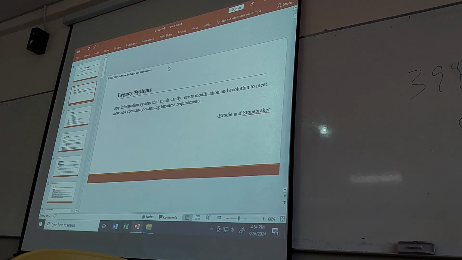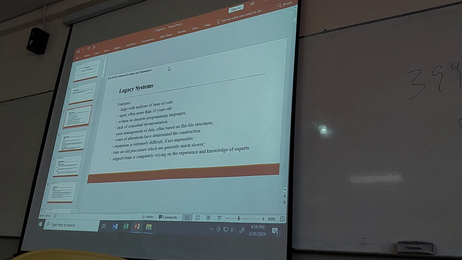According to Brody and Stonebraker, this is the explanation of a legacy system: those information systems that are difficult to modify, and also difficult to change to meet new requirements. So this is called the legacy system. These are the features, the characteristics of a legacy system.